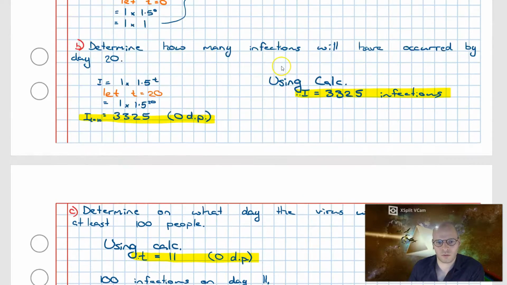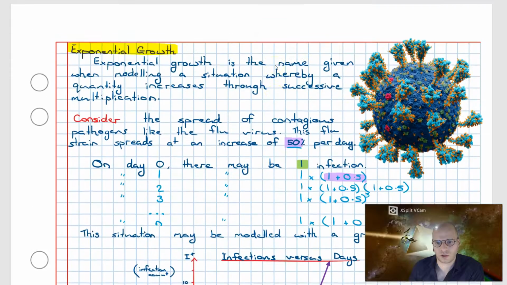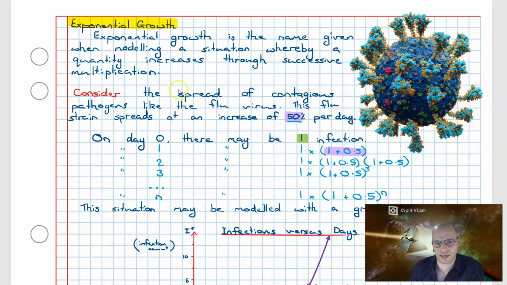Now in summary, what we sought to do in this video was to examine a phenomenon known as exponential growth. Now what we came to deduce was exponential growth is a situation whereby a quantity is increasing through successive multiplication.